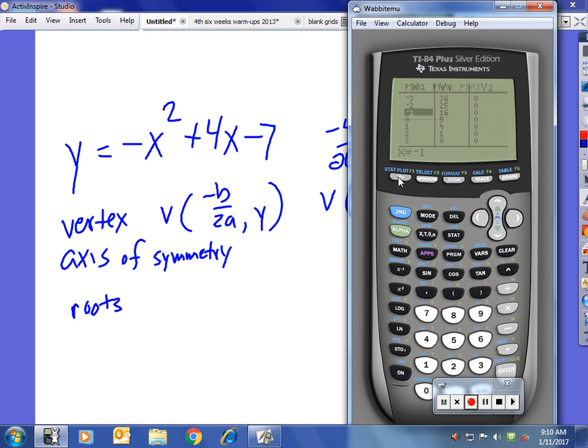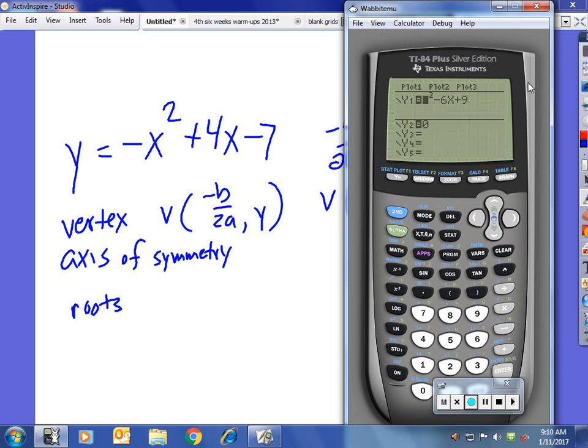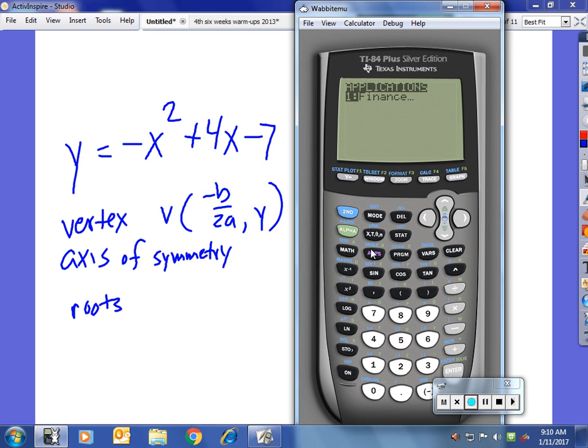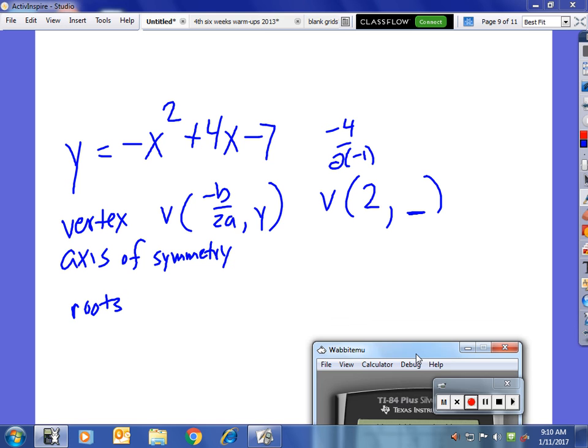Yes, this is the calculator part. You go to your calculator, you put in the function rule. Please make sure you enter it correctly. Y equals negative x squared. Oops, I didn't enter it correctly, did I? Y equals negative x squared plus 4x minus 7. My x value is a 2. What's the y that goes with it? Negative 3. So there's my vertex.